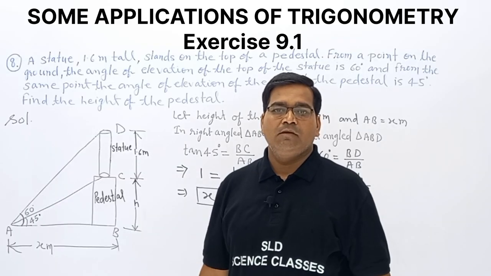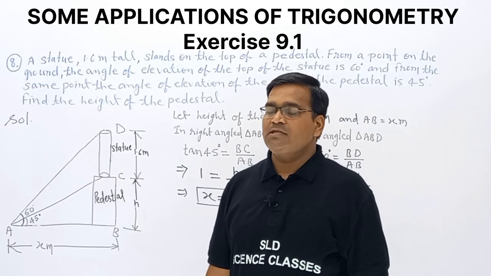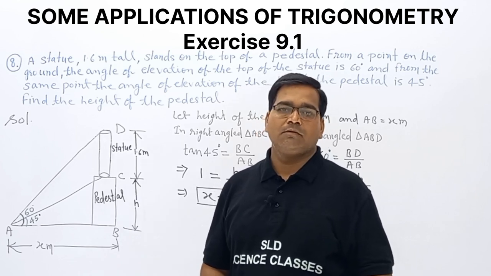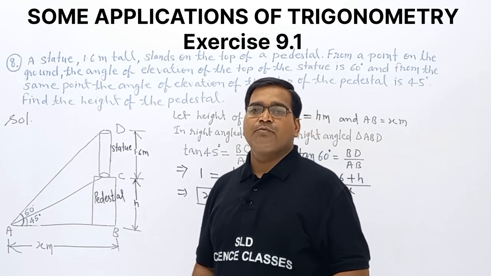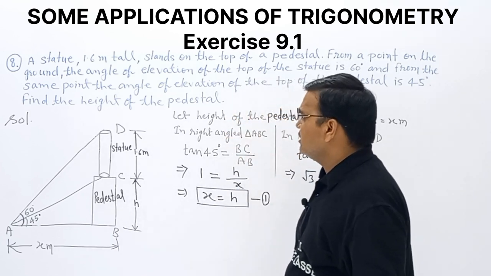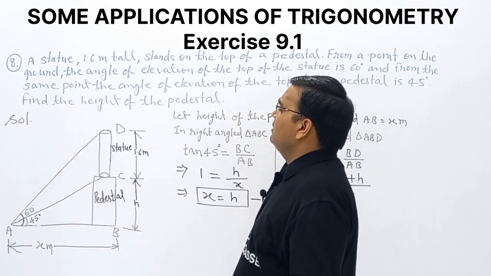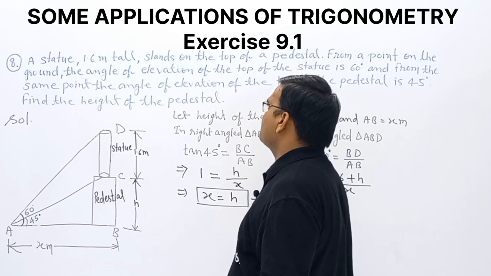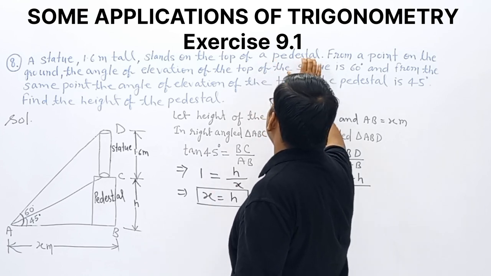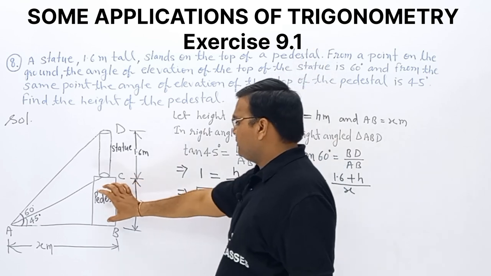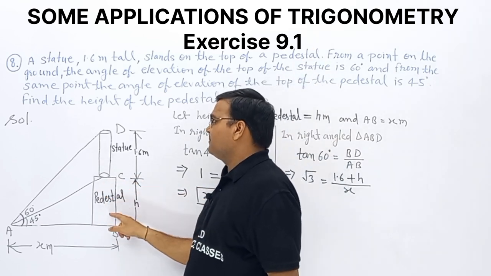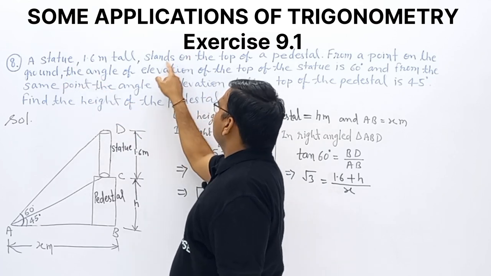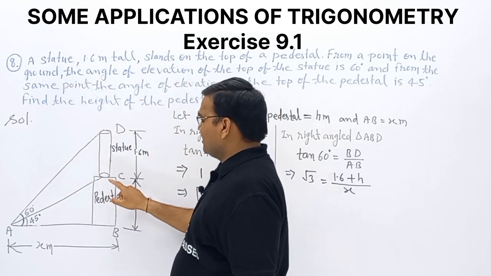In this class, we will discuss question number 8, exercise 9.1, some applications of trigonometry. So what about this question? Observe, a statue 1.6 meter tall stands on the top of a pedestal. We are having one pedestal. This is the pedestal.